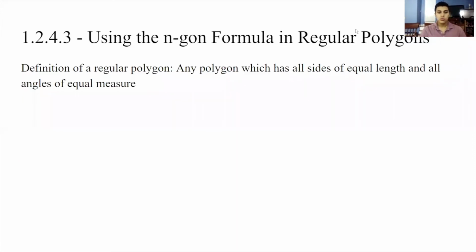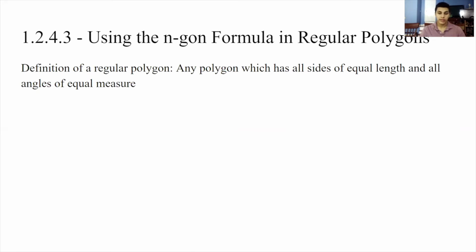So there's also one more specific use for the n-gon formula, and that's that you can change the n-gon formula up a bit in regular polygons to find the measure of one interior angle. The definition of a regular polygon is any polygon which has all sides of equal length and all angles of equal measure. So for instance, a regular quadrilateral would be a square, because a square has 4 90-degree angles and 4 sides of equal length.